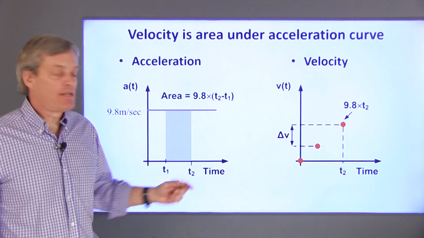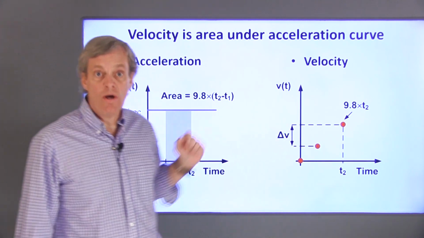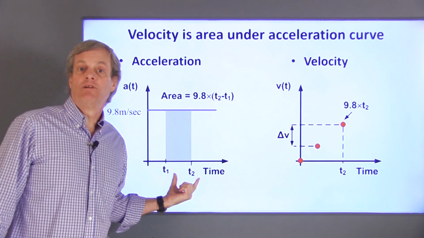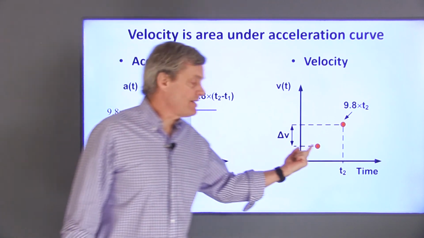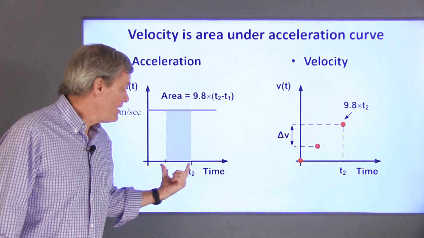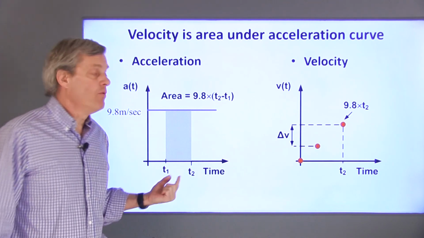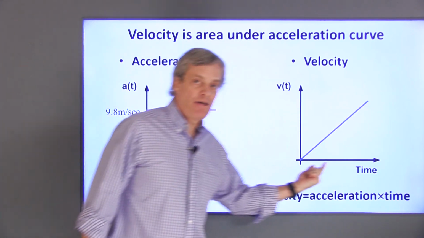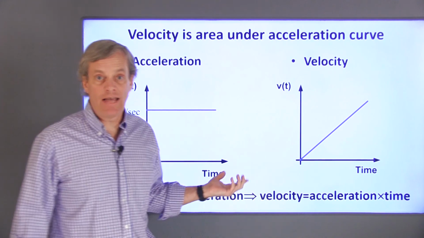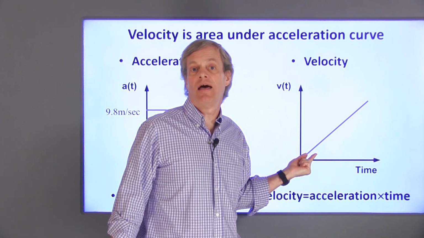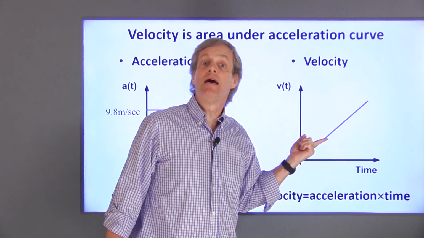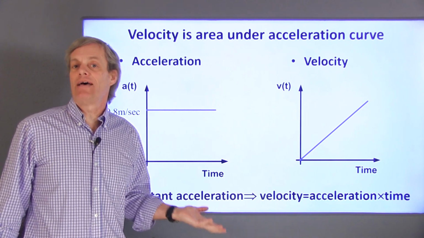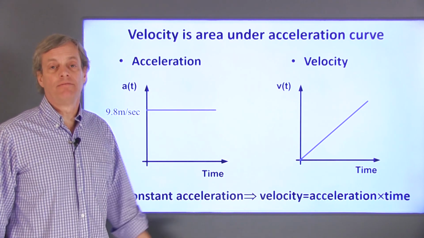Likewise, the change in velocity of the rock between time t1 and t2 will be the area under the acceleration curve between t1 and t2. The velocity of the rock at t2 is 9.8 times t1 plus 9.8 times (t2 minus t1), which is just 9.8 times t2. If we do this for every value of time and plot the resulting velocity as a function of time, we get a straight line. Velocity increases linearly, and the slope is 9.8 meters per second squared. This is the same result we had in the video on derivatives, which is a good thing.